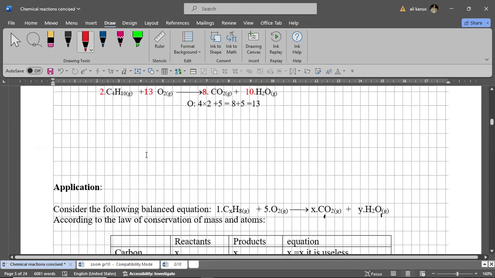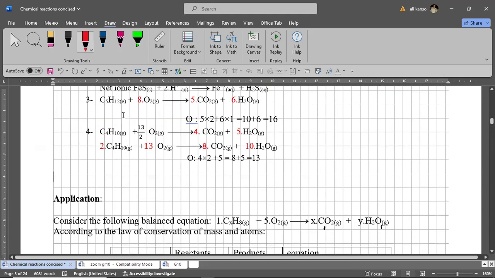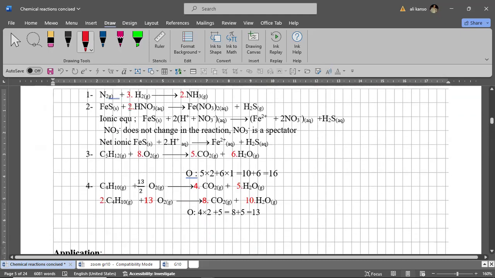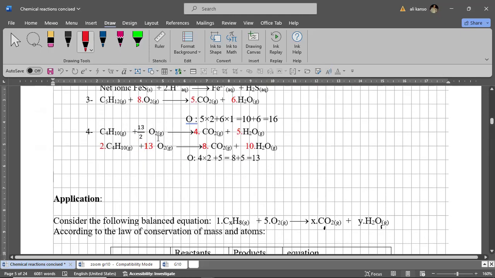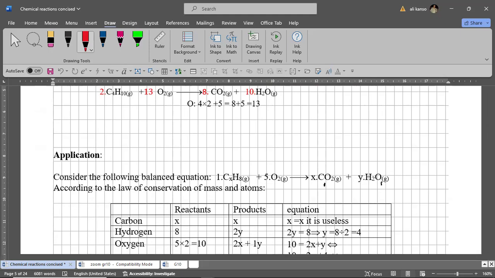Now let us take a second form of balancing. Okay. What is the second form? Suppose that you have an application, another form of balancing the equation.